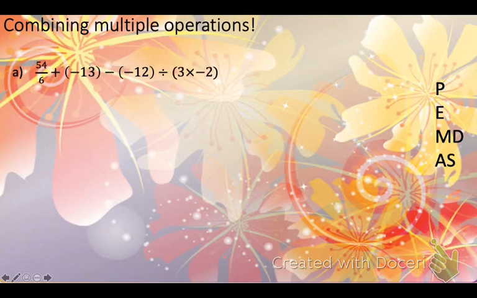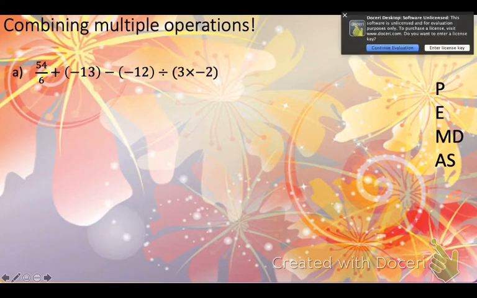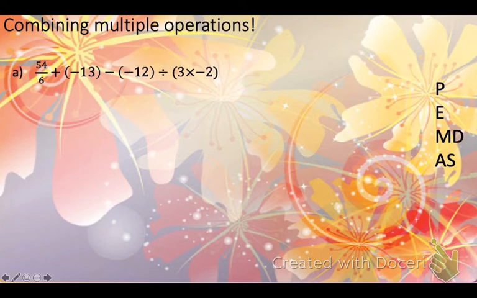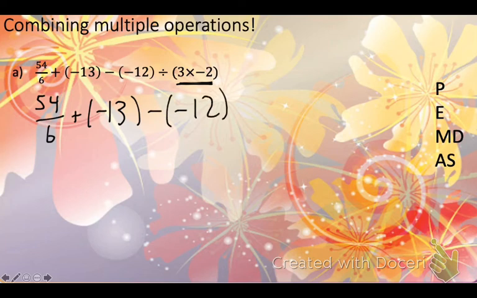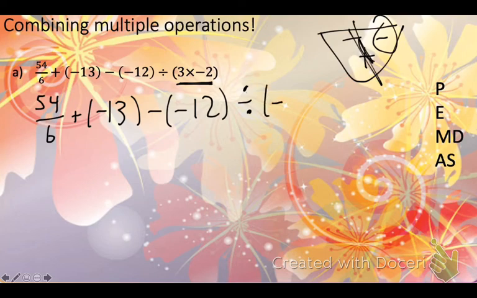All right, we're going to try one more together. Same thing. We start with parentheses. So here are my parentheses: 3 times negative 2. I rewrite everything else: 54 over 6. I don't count these as parentheses. These are just in parentheses because they're negative numbers. There's no 2 terms or 2 numbers inside. Plus negative 13 minus negative 12 divided by, and then 3 times negative 2. A positive and a negative gives a negative, so that would be negative 6.